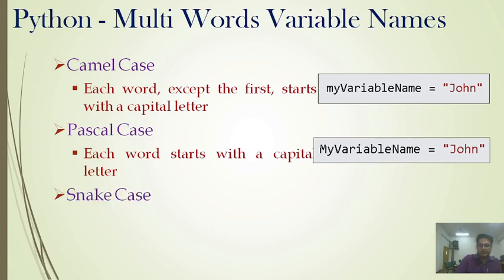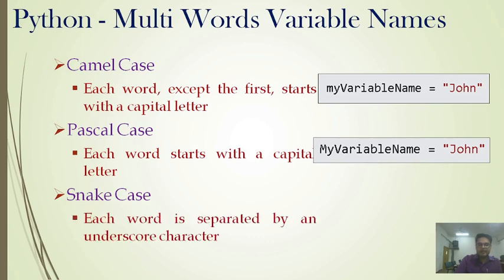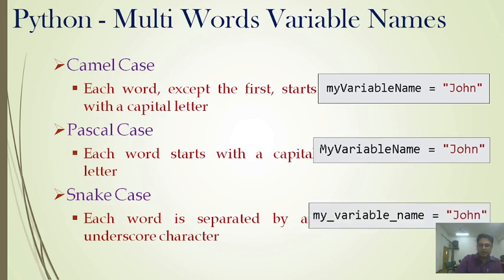Third is the snake case. Now, what exactly is snake case? Each word is separated by an underscore character. Here you can see my, variable and name, three words: first my, second variable and third name. My and variable are differentiated using an underscore, and variable and name are also differentiated with an underscore. So when all the words are separated using underscores, such a case is called snake case. So there are three ways we can write multiple word variable names.